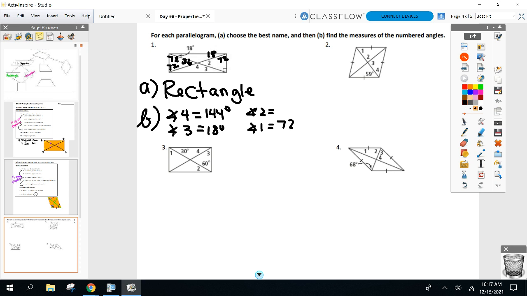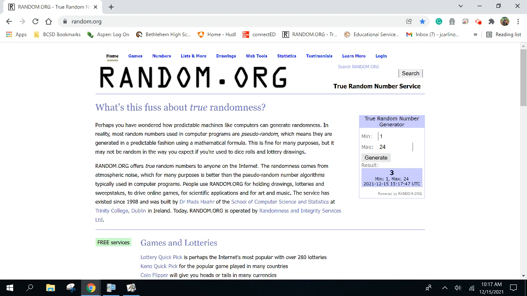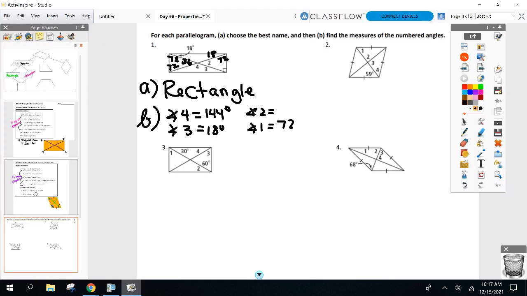And then finally, how about angle 2? Angle 2 is 36. Again, 72, 72, isosceles, 36 to get to 180. Any issues? Okay, let's keep trucking.